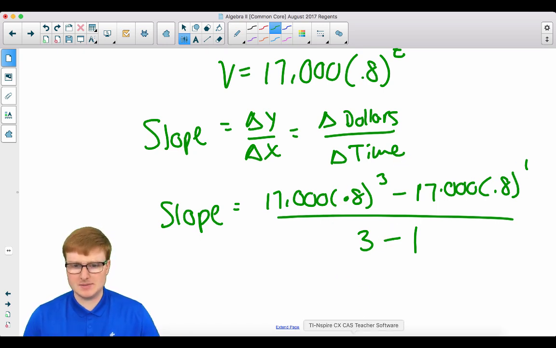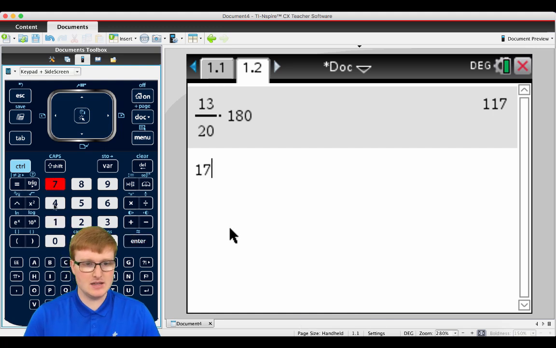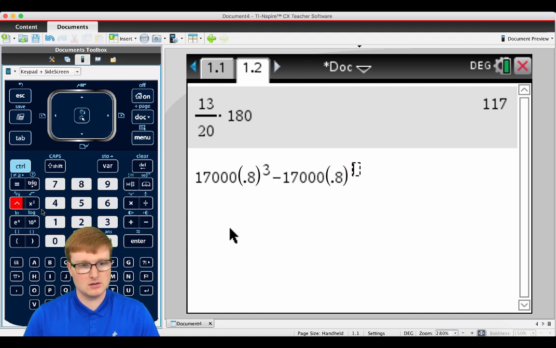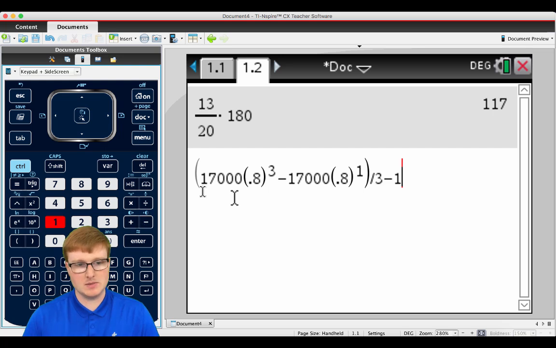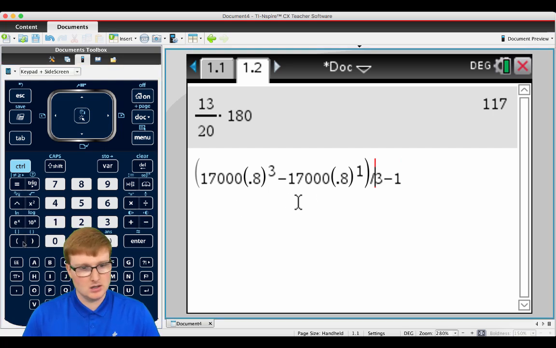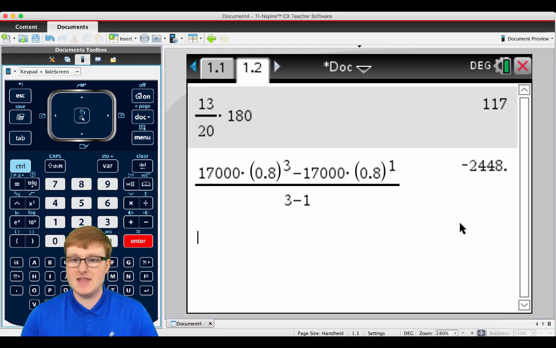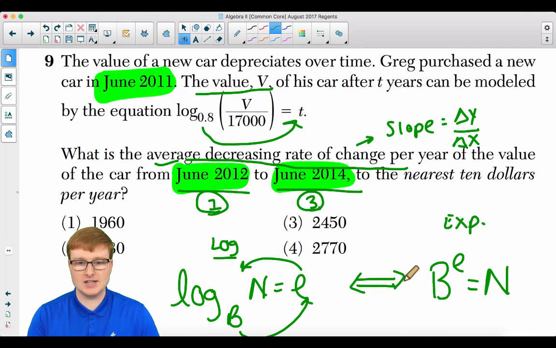So I'm going to go ahead and type this into my calculator and solve it. So we get 17,000 times 0.8 raised to the third power minus 17,000 times 0.8 raised to the first power, and this is all divided by 3 minus 1. That has to go in parentheses because I know it's going to screw it up. Okay. Negative 2,448. Negative 2,448. Your answer is choice 3. That is the closest to it.